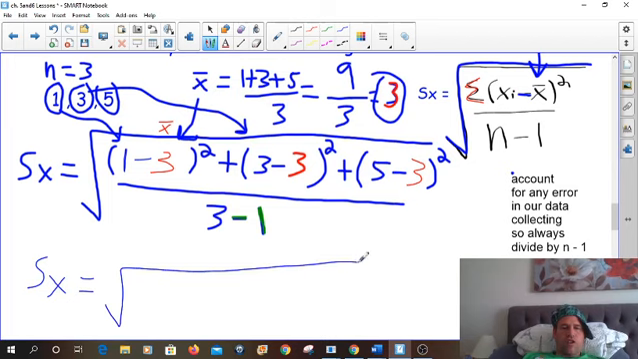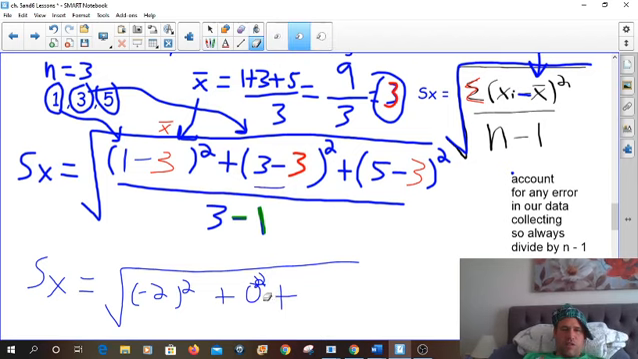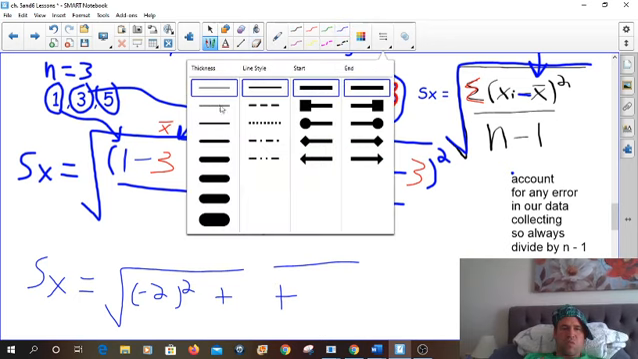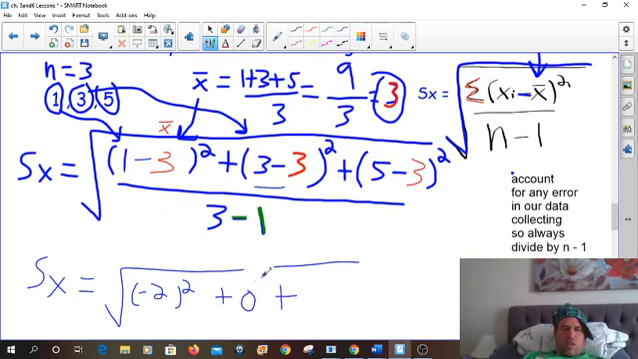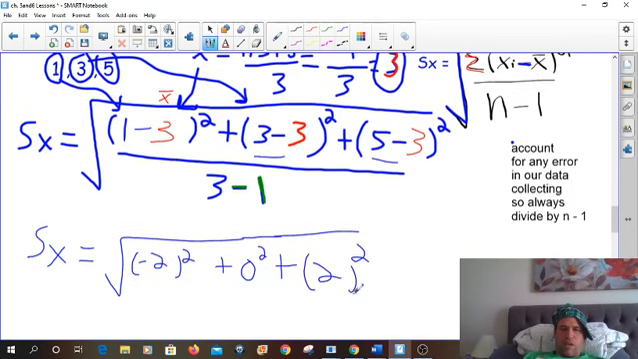Okay, so now we're going to do the standard deviation of, ready? 1 minus 3 is negative 2, all squared. Plus 3 minus 3 is 0, all squared. That's 0 squared. Plus 5 minus 3 is 2, all squared. And then all of that is divided by 3 minus 1, which is 2. And all of this is under the square root symbol.